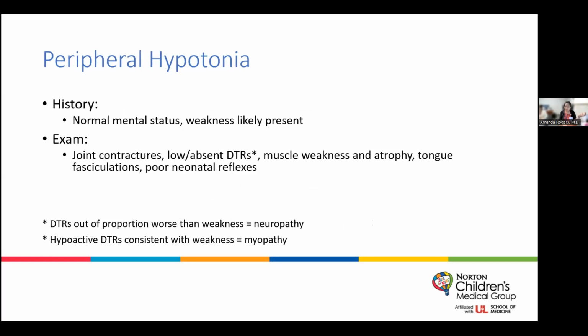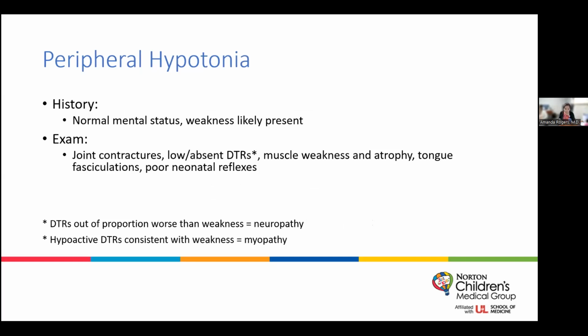With peripheral hypotonia, typically they will not have encephalopathy. Their mental status will be normal. They'll tend to have associated weakness. They do tend to be weaker than babies who have central hypotonia. Deep tendon reflexes may be low to absent, which can be a very important clue towards thinking about peripheral etiologies. But again, these form about 10 to 15% of babies that have hypotonia in the NICU or in the neonatal period.